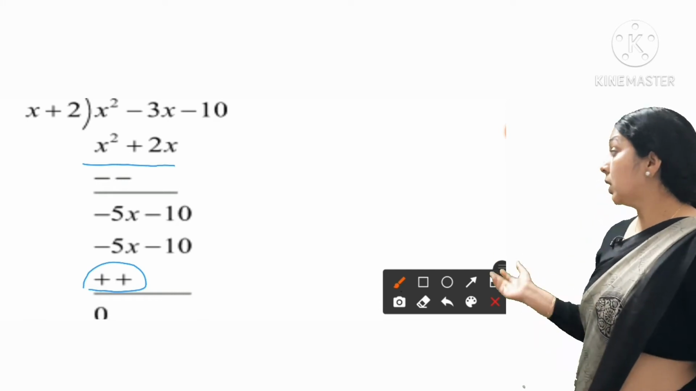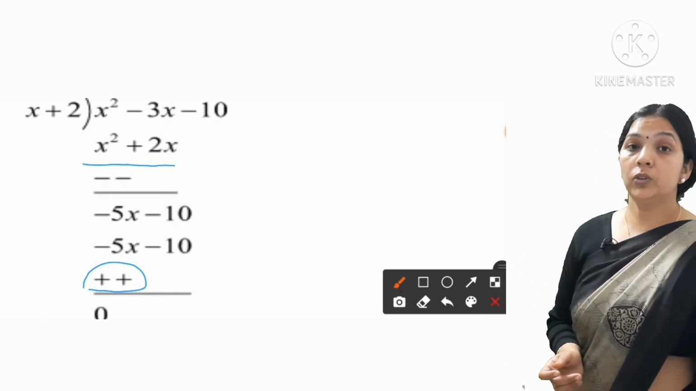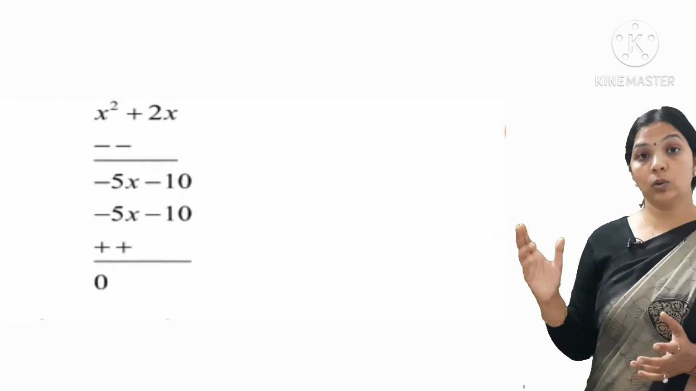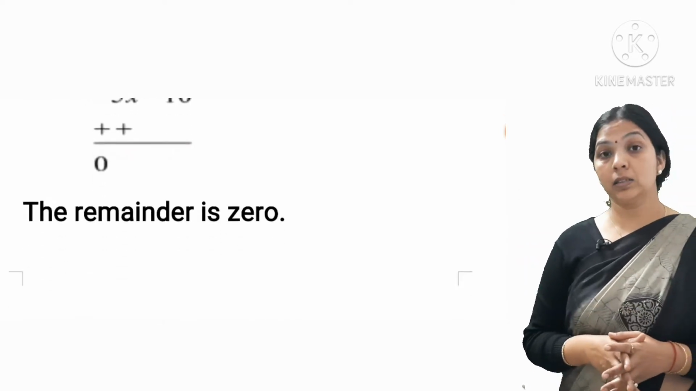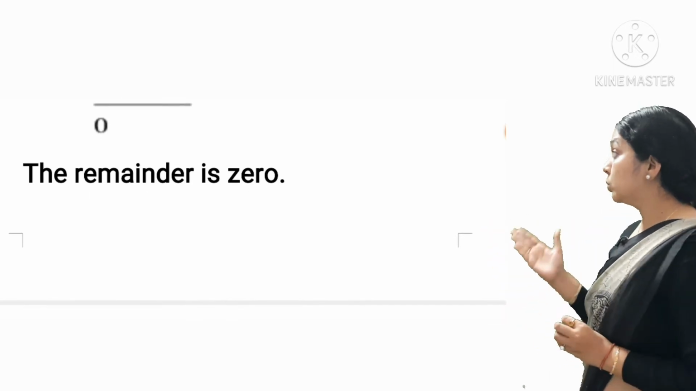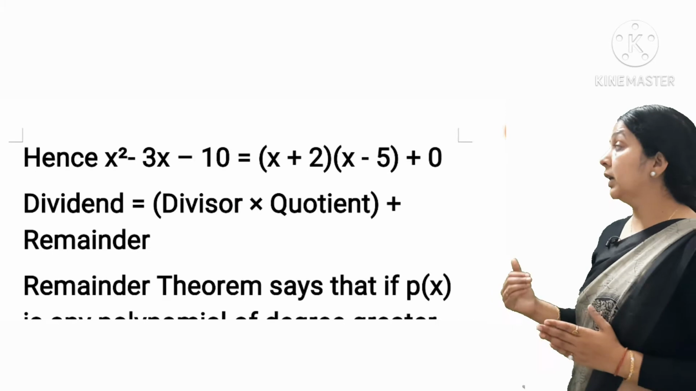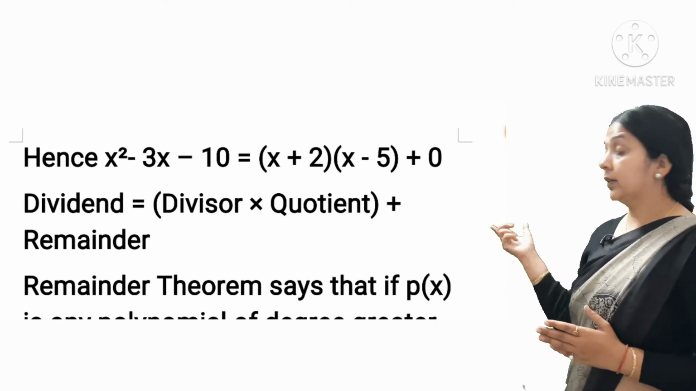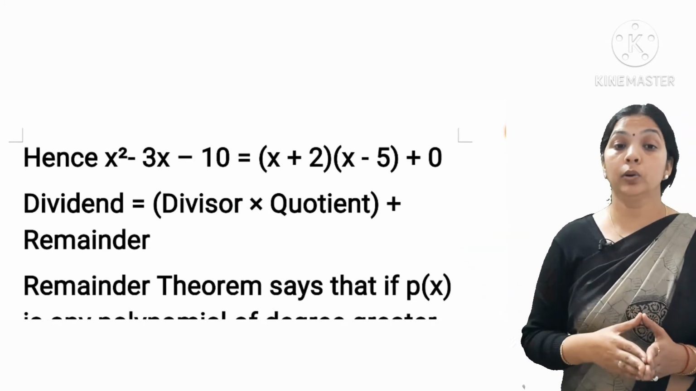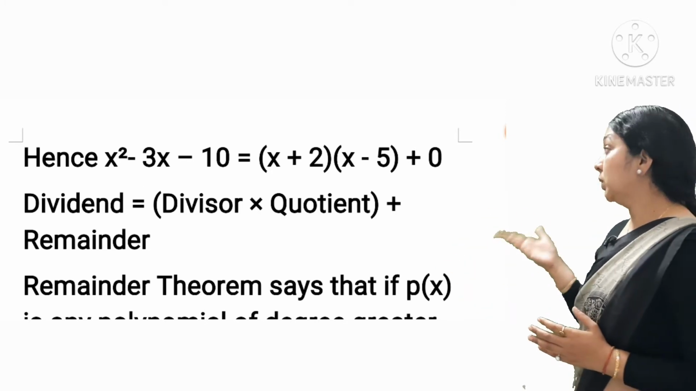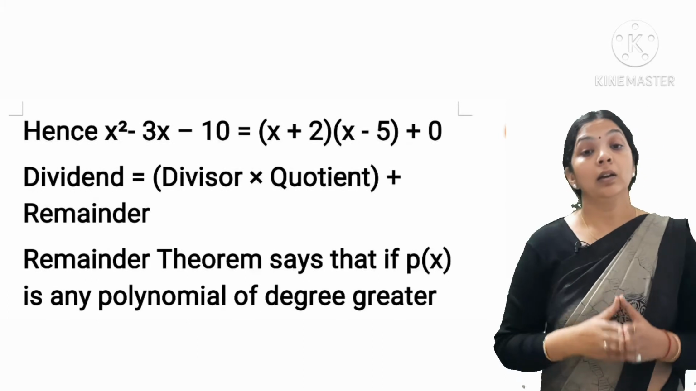So this is how we will do the division of polynomials. Hence we can write it as x square minus 3x minus 10 is equal to x plus 2 into x minus 5. So here we can see that these two are the factors of this given polynomial. So dividend is equal to divisor into quotient plus remainder. So this is the remainder theorem.